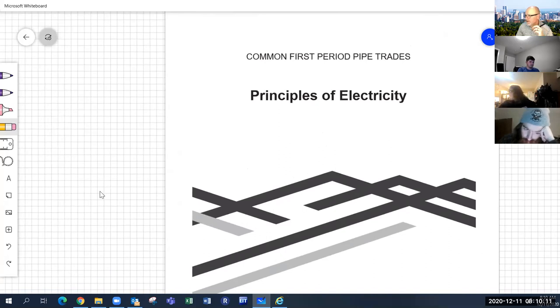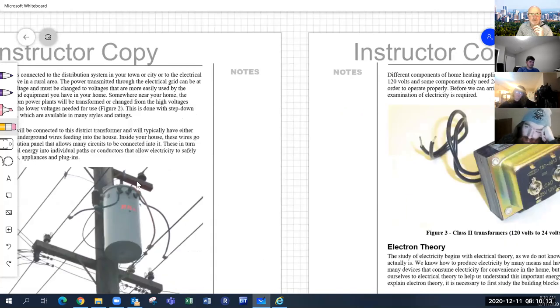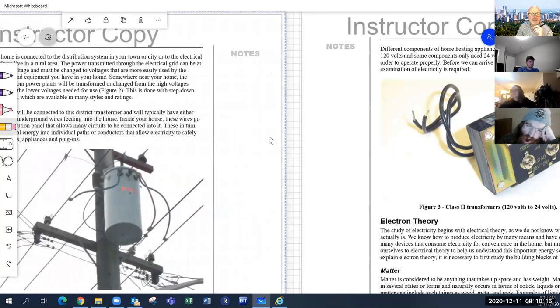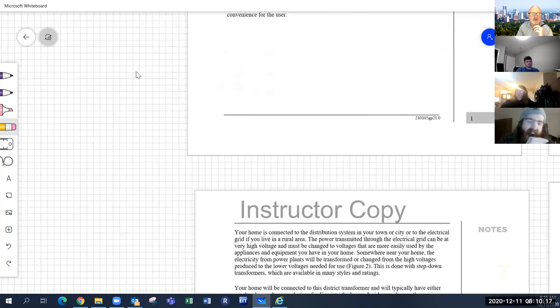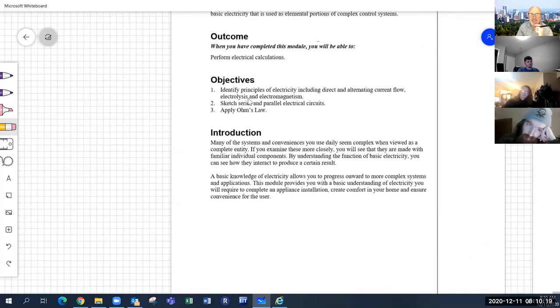Principles of electricity. Let's talk about those. Okay, so identify principles, including direct and alternating electrolysis, electromagnetism. Sketch series and parallel circuits and apply Ohm's law. And we're going to apply Ohm's law to those series and parallel circuits, actually.